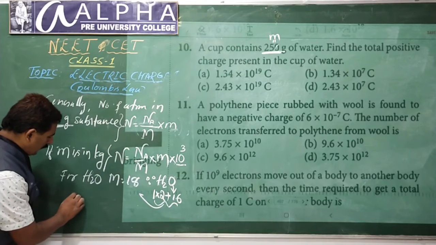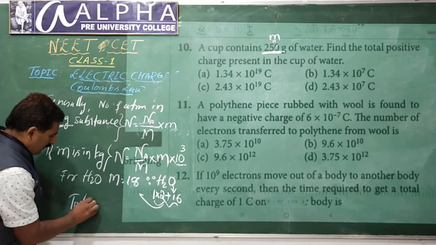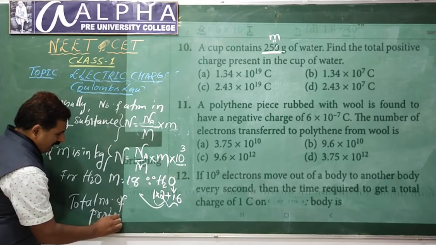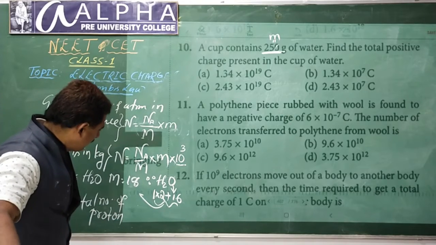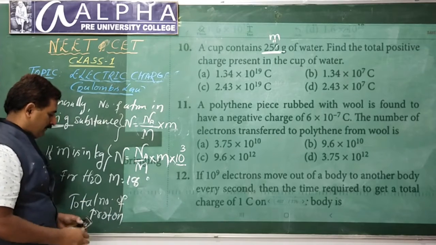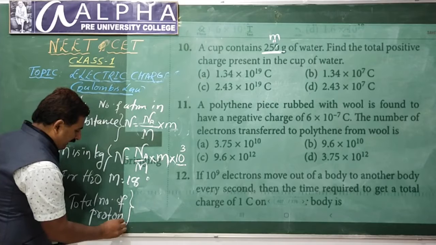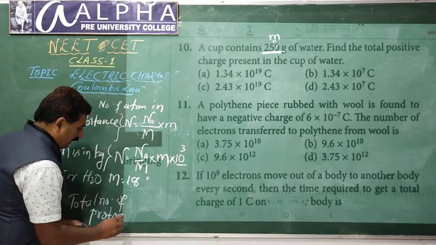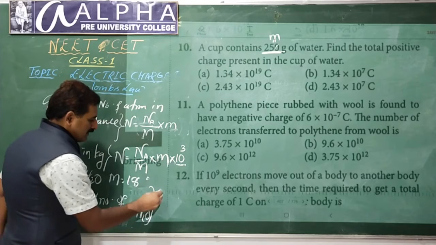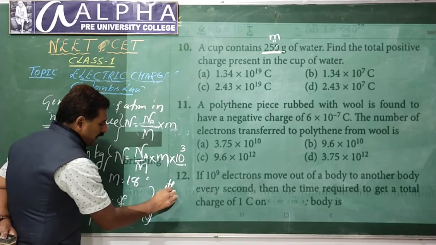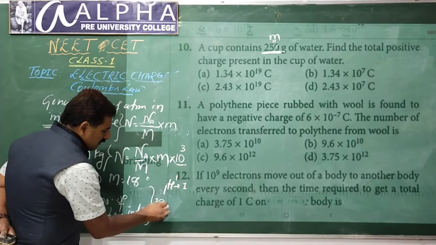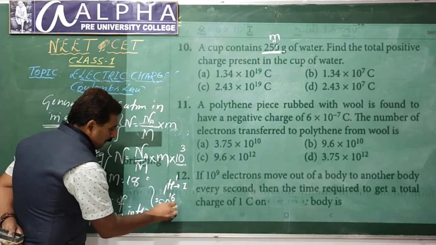What is the total number of protons? Can you guess? I'll rub this calculation, I need space. What is the total number of protons in H2O? You can easily find this. See, students, hydrogen 1H1, number of protons 1. And oxygen 8O16, number of protons 8.